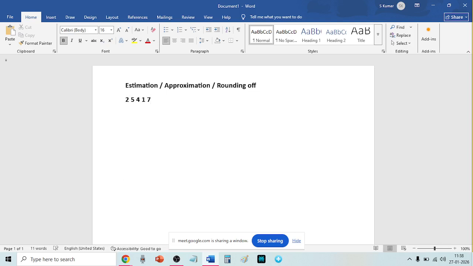25417 changes to hundred thousands, and two numbers we are doing, 25471. Both of them we will do to units, tens, hundreds, nearest 100, nearest hundreds.